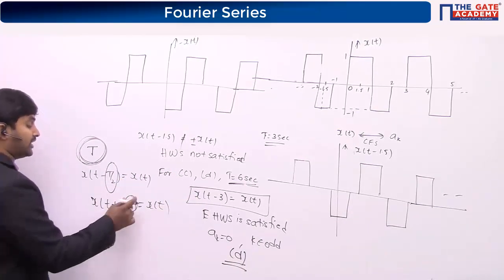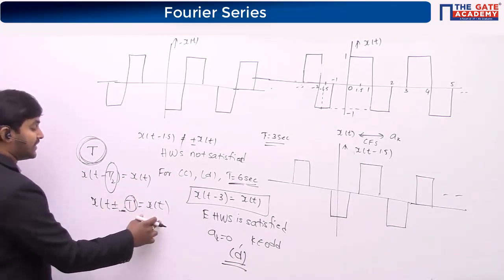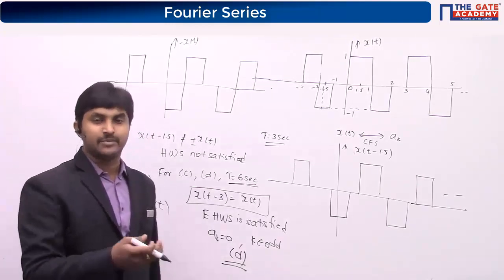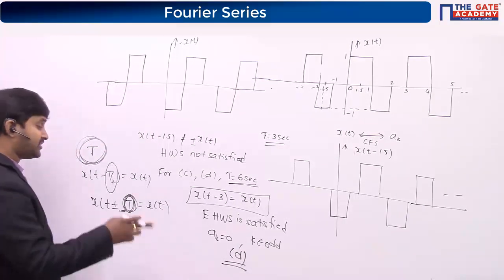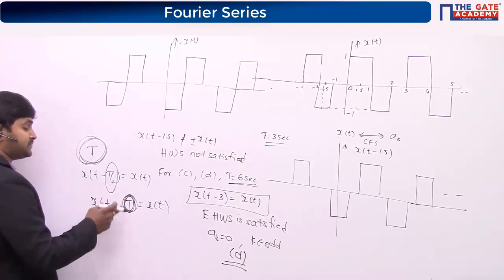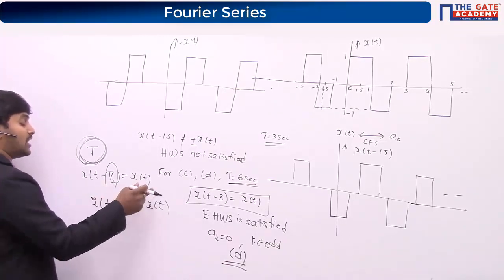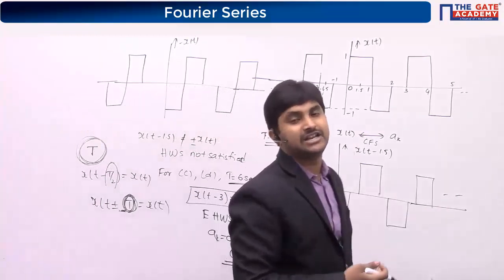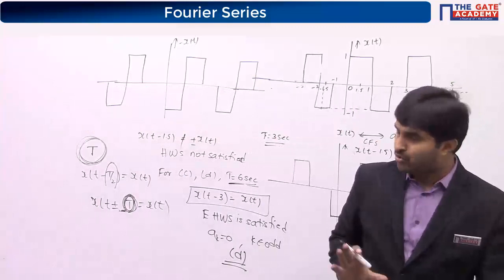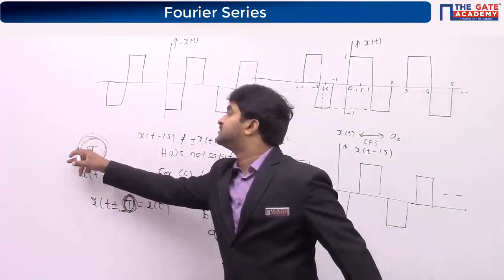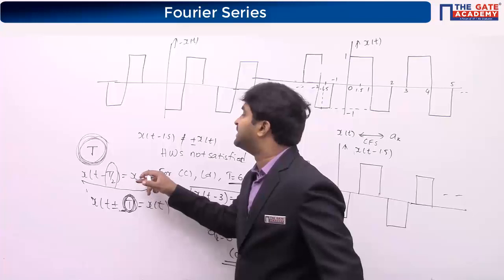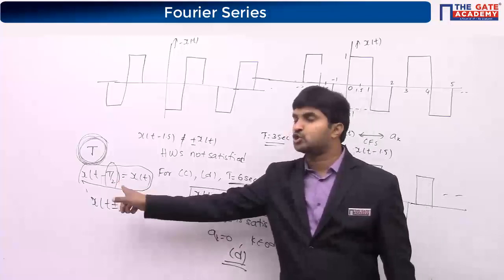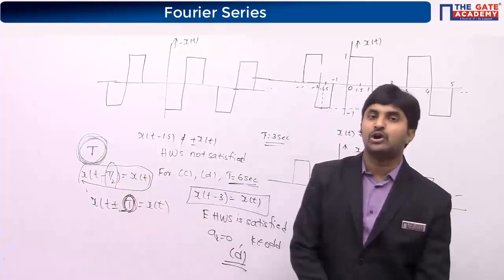So if I know that T is my fundamental time period, this is satisfied. Fundamental time period means the minimum time after which the signal is repeating. If this property were satisfied for T by 2, then I would have said that T by 2 is the fundamental time period. But if I am declaring that T is the fundamental time period, this will never be satisfied. If you are declaring T as the fundamental time period, this should not be satisfied at any cost.